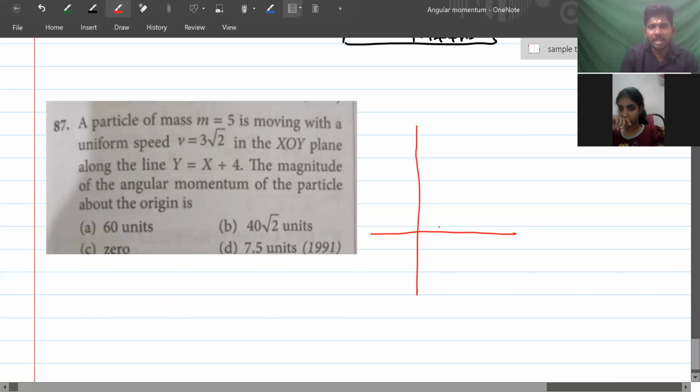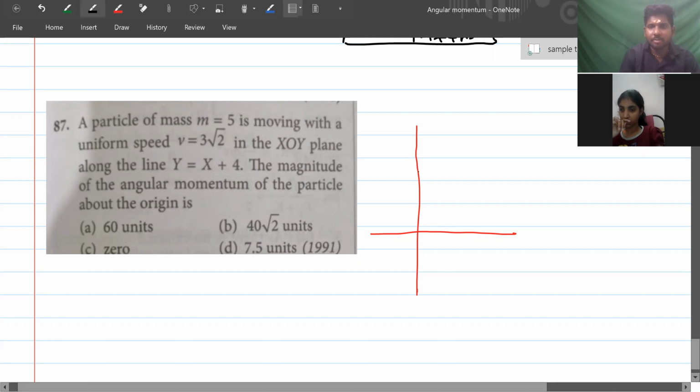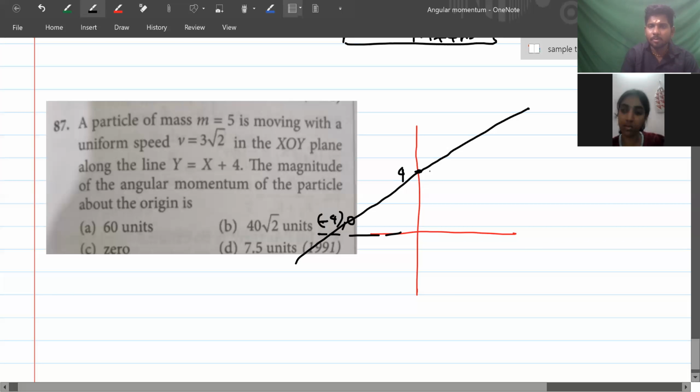It's a straight line, and when x is 0, y is 4, so it starts from 4. If you keep y equal to 0, then x is equal to minus 4. It means the line cuts the axes at minus 4, comma 0 and 0, comma 4. Along this line, the particle is moving with speed 3 root 2.